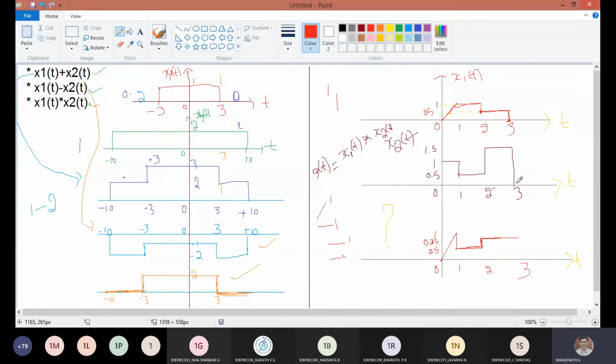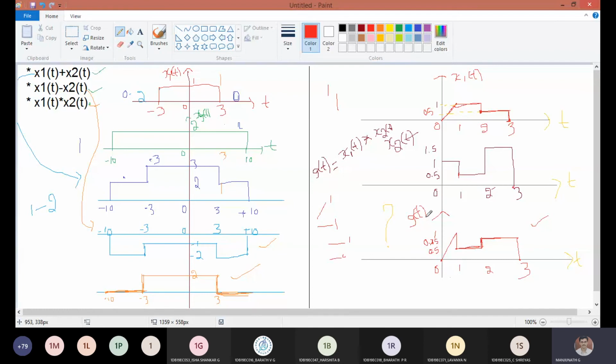So this is the meaning of multiplication of two signals. This is the ultimate thing they have asked for. So any doubts, anyone? How to do multiplication now? Is it okay to everyone? Yes, sir. Okay, good.